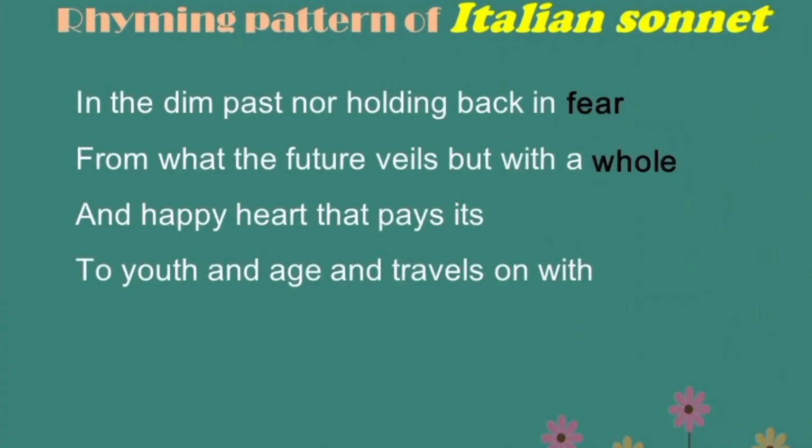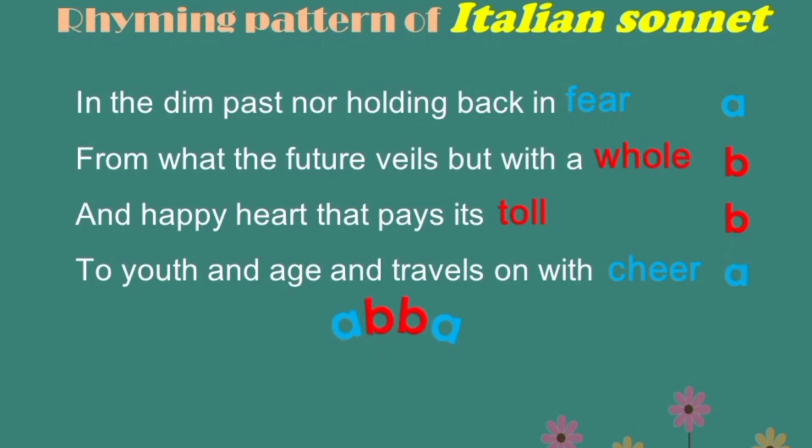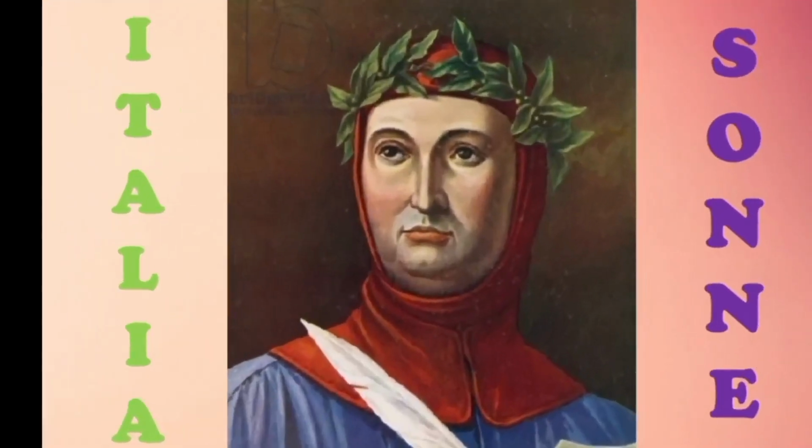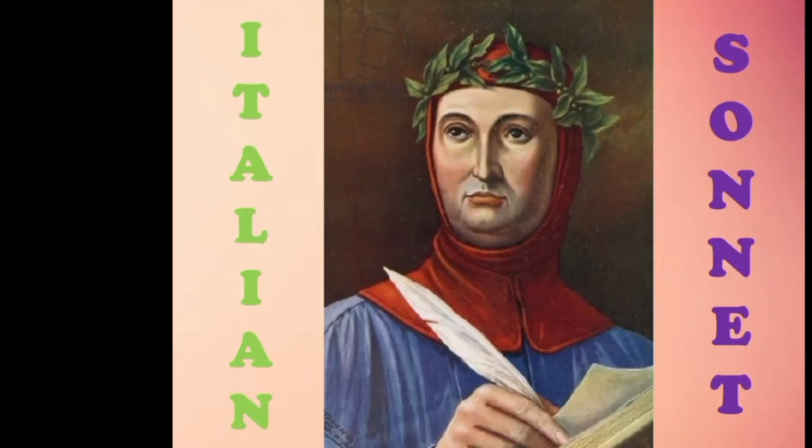Let's check it with the second quatrain. Fear rhymes with year, so we can name it A. Hold rhymes with soul, it's B. Told rhymes with soul, again it's B. Cheer rhymes with fear, so it's A. The second quatrain also satisfies the condition. This analysis confirms that the poem Life is written in the form of an Italian sonnet. I am extremely happy that we have learned how to categorize a sonnet.